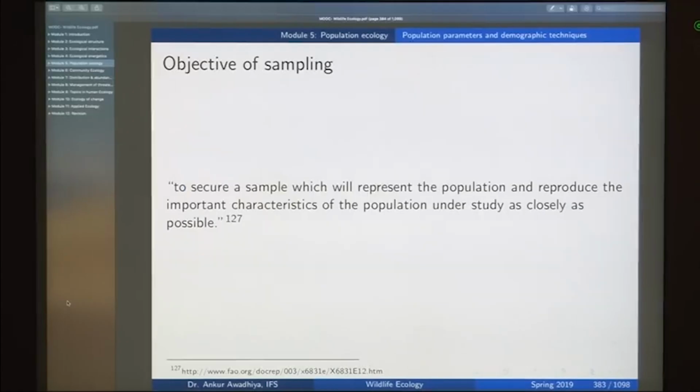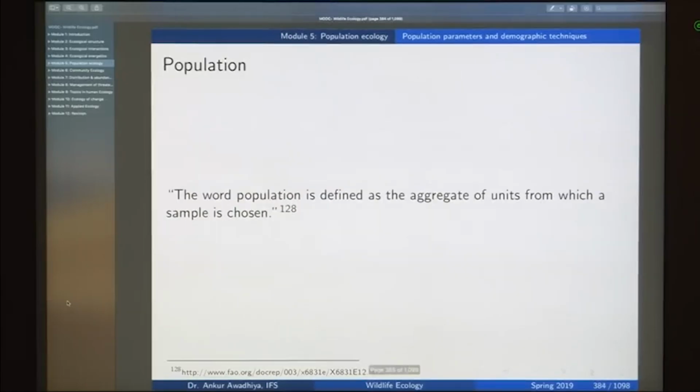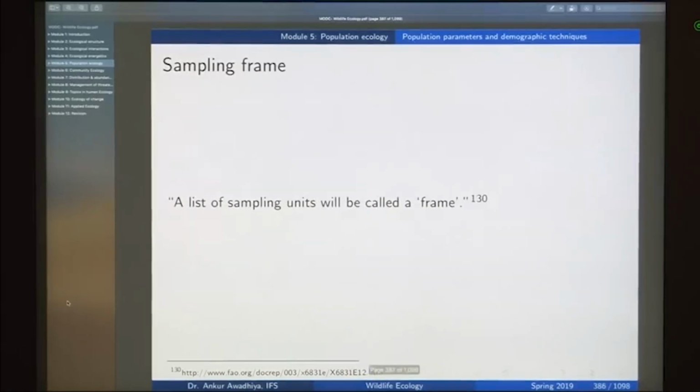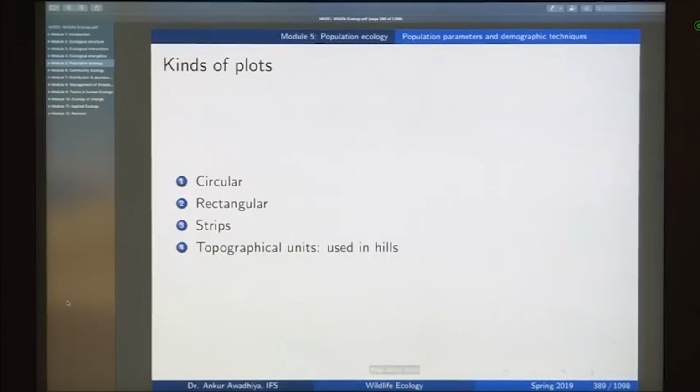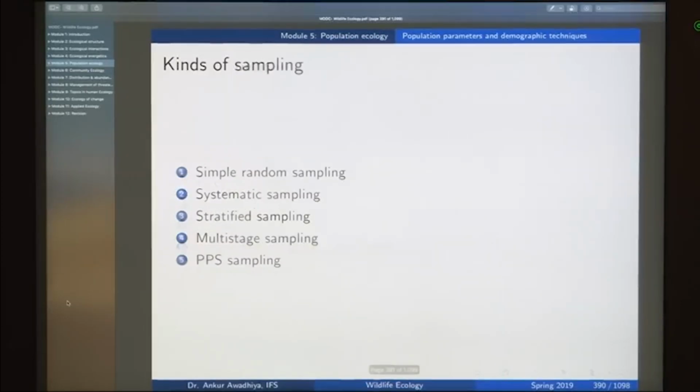Then, because we are looking at sampling, we looked at the different processes that are involved in sampling. So, the objective of sampling is to have a sample that is representative of the whole population. It is able to reproduce the important characteristics of the population as closely as possible, and at the same time it is not as intensive as measuring the whole population. So, we defined population, sampling units, and so on. All these definitions are important. Then the kinds of plots: you can have circular plots, rectangular plots, strip plots, or topographical units.